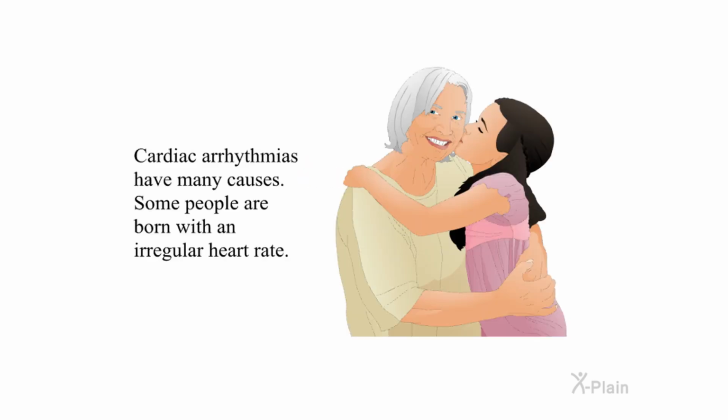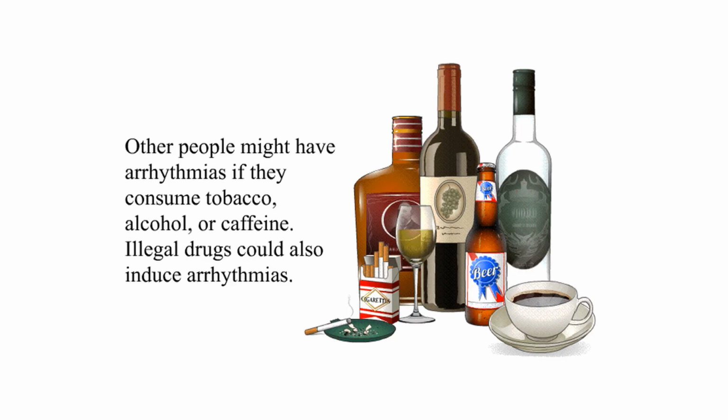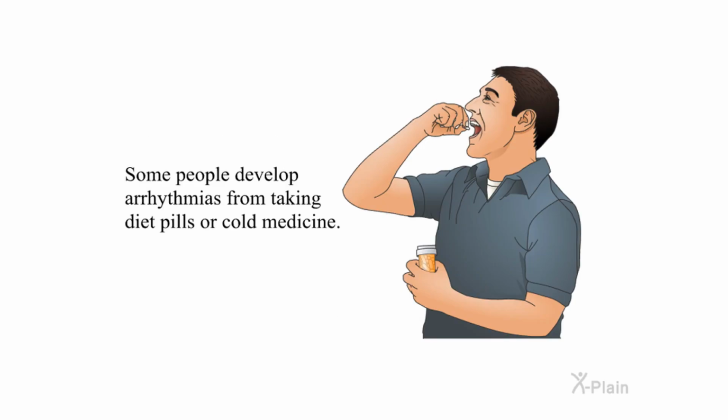Causes. Cardiac arrhythmias have many causes. Some people are born with an irregular heart rate. Other people might have arrhythmias if they consume tobacco, alcohol, or caffeine. Illegal drugs could also induce arrhythmias. Some people develop arrhythmias from taking diet pills or cold medicine.